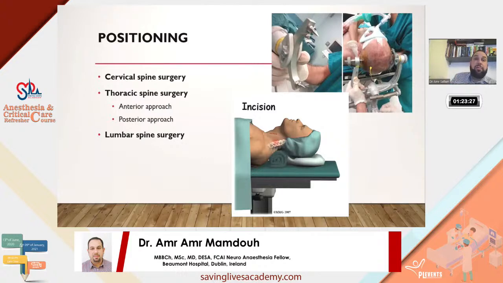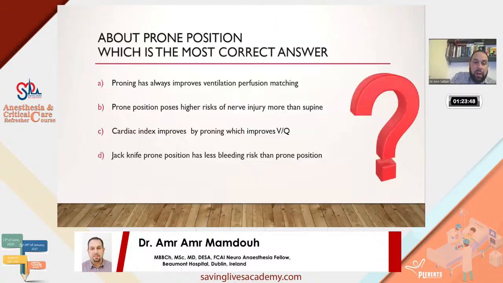And for the thoracic spine, for sure, there is the anterior approach, which is very rare now. We prefer using the posterior approach and the lateral approach. I might not go through all the risks of these approaches, the possible nerve injuries, the lesions and the causes that lead to them. We'll discuss more about the prone position, and I'd like to ask you a question about it to see how aware we are.